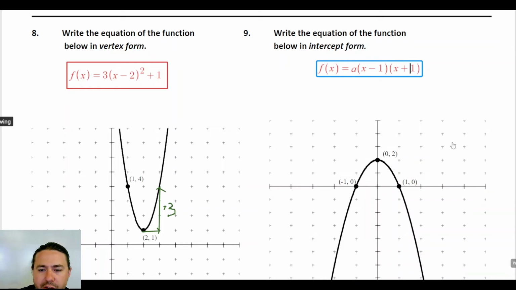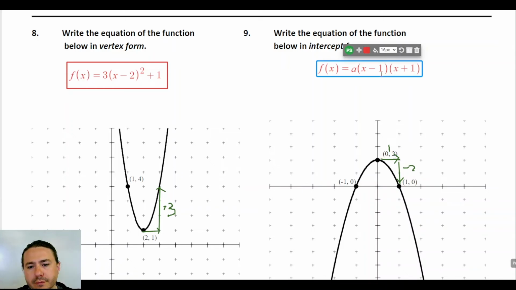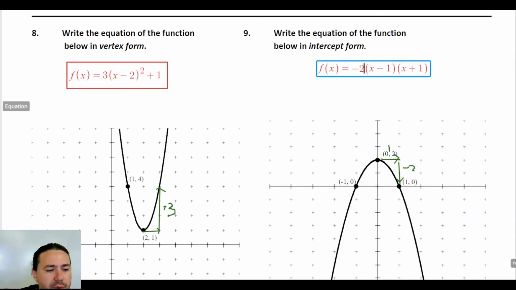And to find the a value, if we go over 1, geez, really struggling with these arrows here. So go over 1, we can see that we're going down 2 here. So our a value here would be -2. So there would be our equation for number 9.